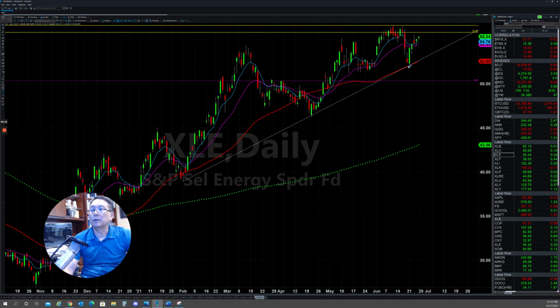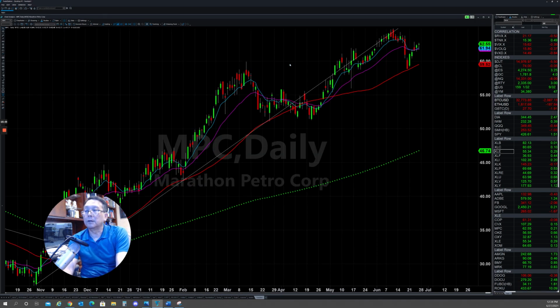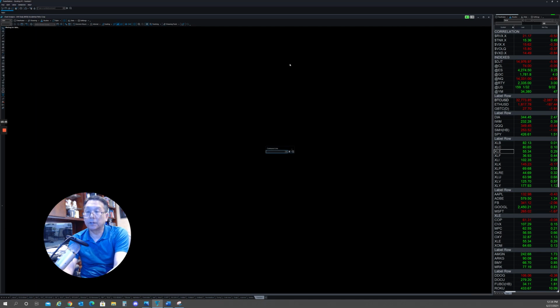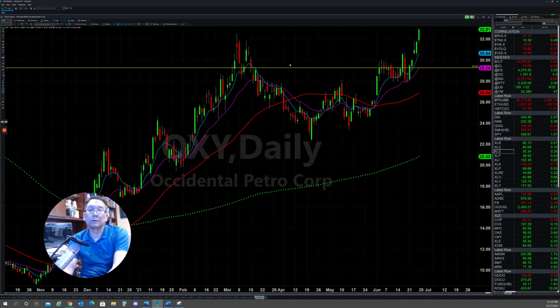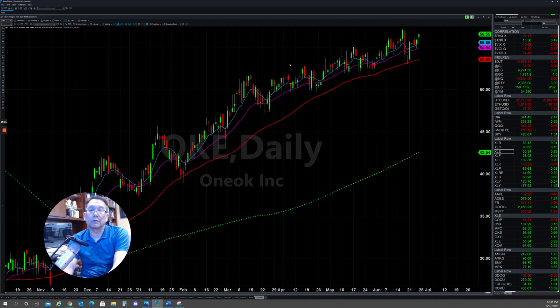Since last week, we already know that they hit the support. They continue to put it back up. They will come back and retest the resistance, the sell zone, again. So a lot of stocks in this sector are doing very well. You can see Marathon Petroleum is also doing well, and OXY is also extremely strong, and OKE, that's another strong one.